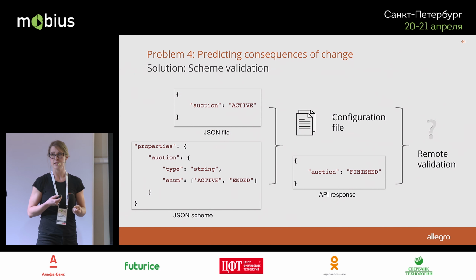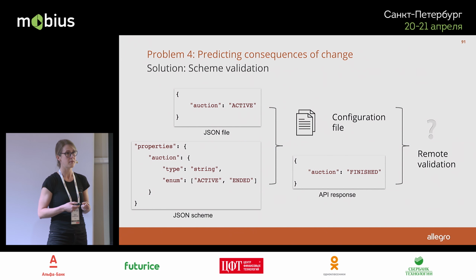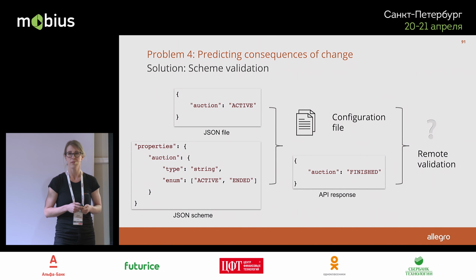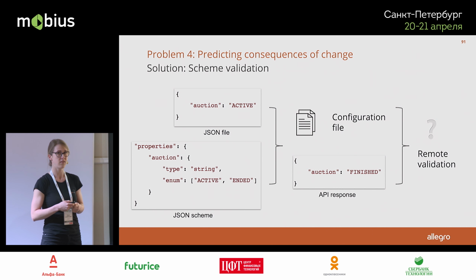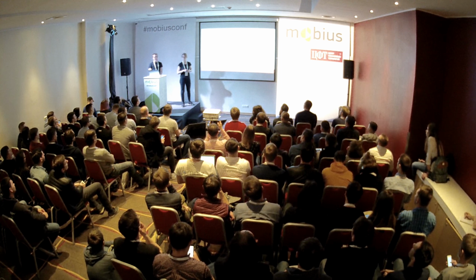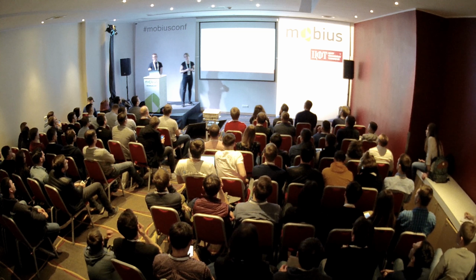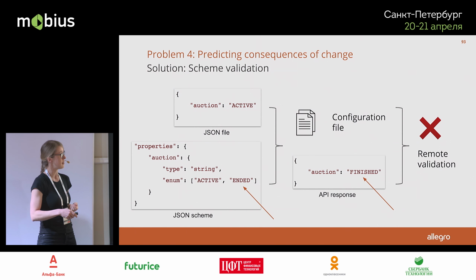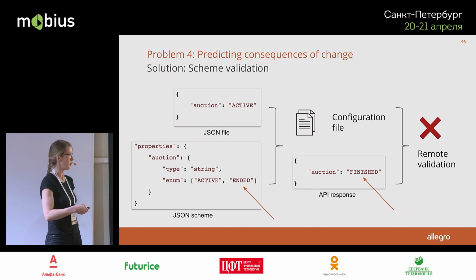What do you think? Will the validation pass or will it fail? And why will it fail? Exactly. In the meantime, something has changed in the backend, and instead of ended, we have a response about finished. So we definitely have to update our JSON schema and write a finished enum here.